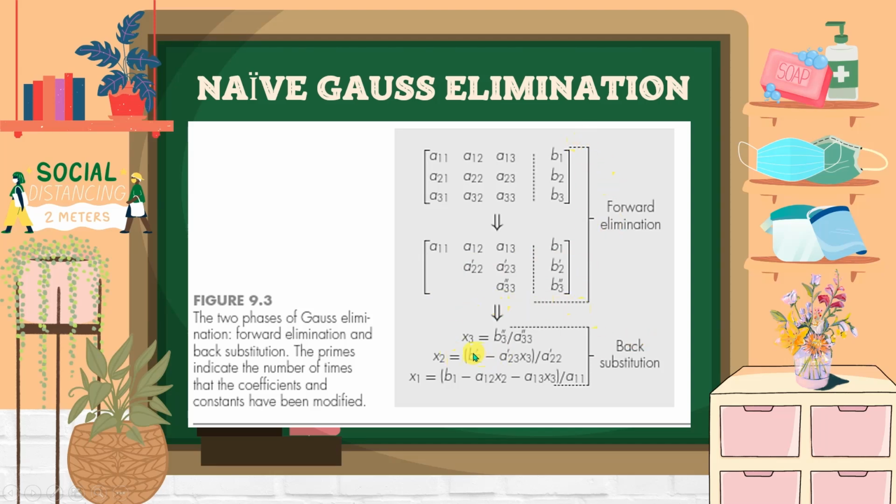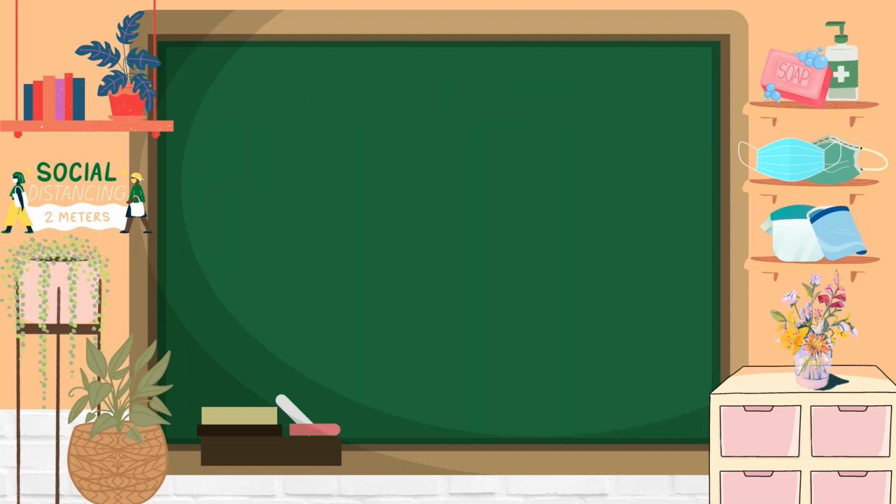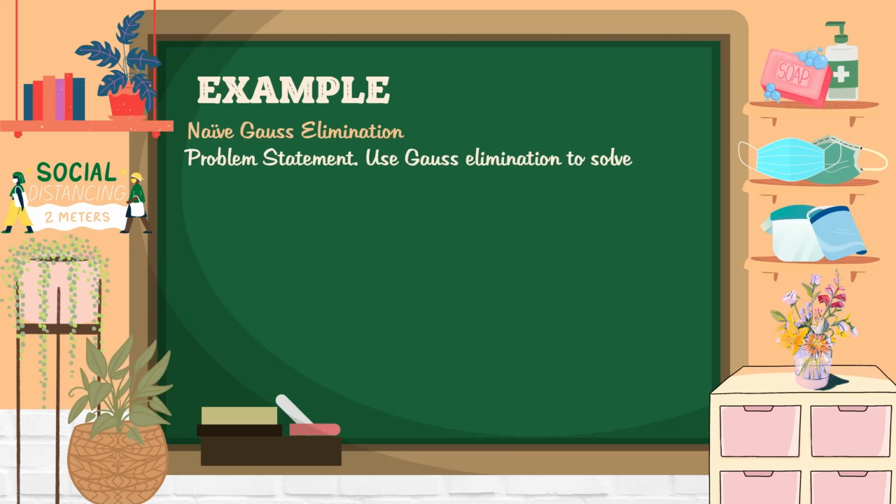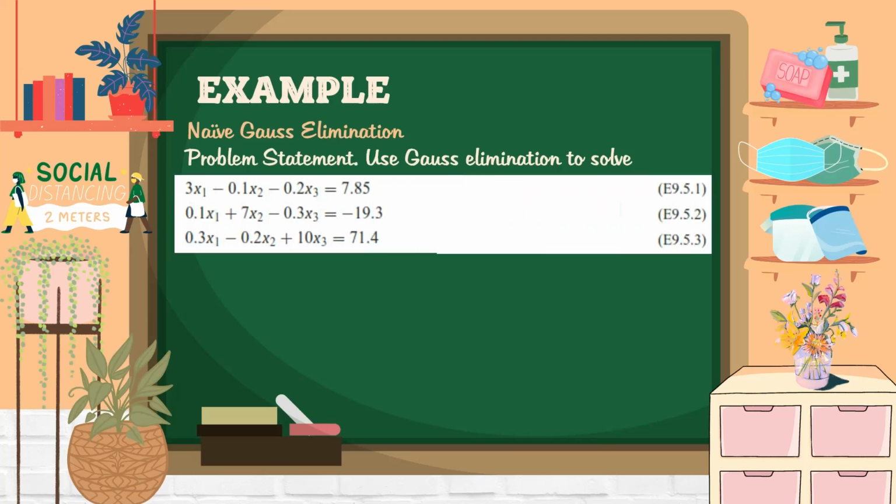And for the back substitution, we were able to find first the value of x sub 3, and with that value of x sub 3, we'll be able to find x sub 2 and so on with our x sub 1. So in order to understand more of the process of naive Gauss elimination, we have here an example. Use Gauss elimination to solve the given three equations. Please use the original set of values to avoid round-off error.